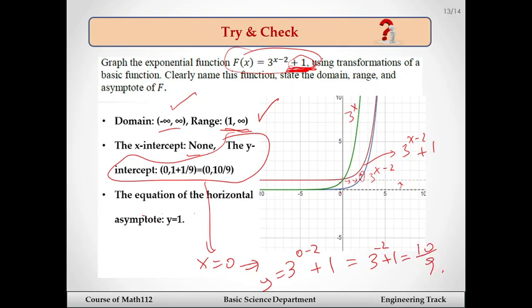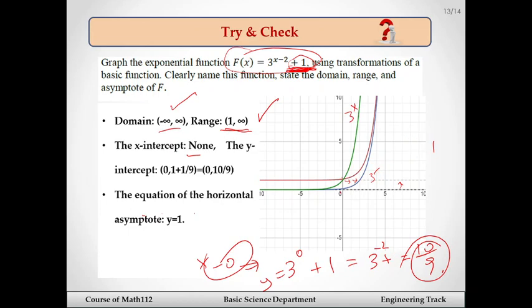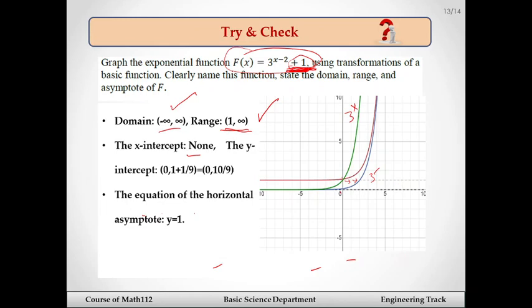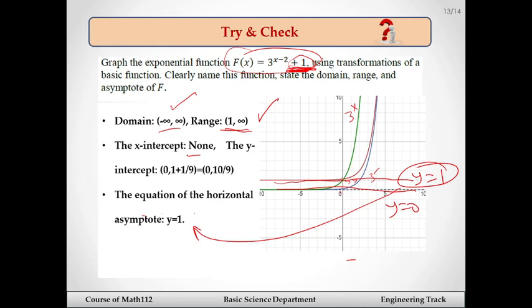So if you do the calculation, then the y-intercept will be (0, 10/9). And the equation of the horizontal asymptote, since it's lifted 1 unit up, will move to the y equals 1 line. This is, as you know, the y equals 0 line, and now it moves up to the y equals 1 line. So this is the new asymptote for the red line. So the red line is this one.